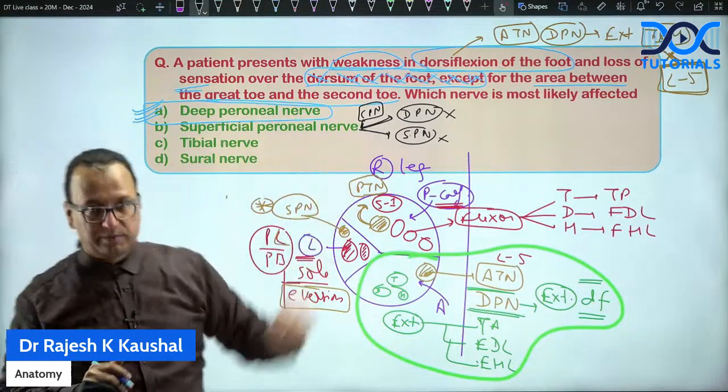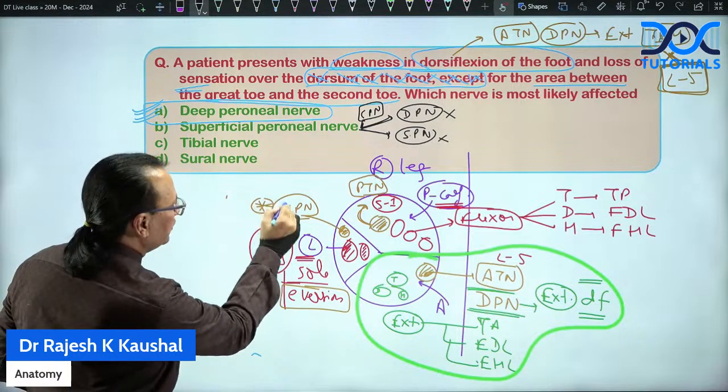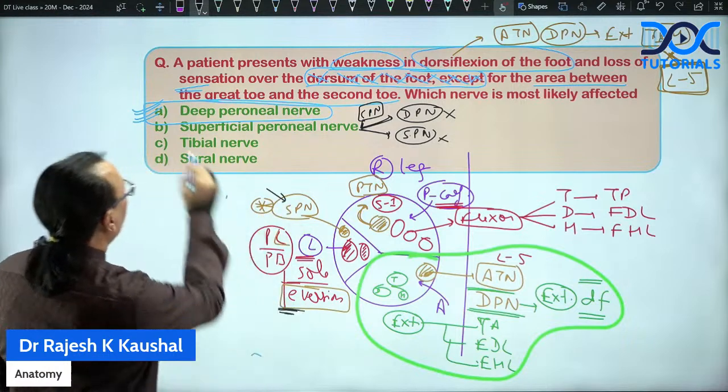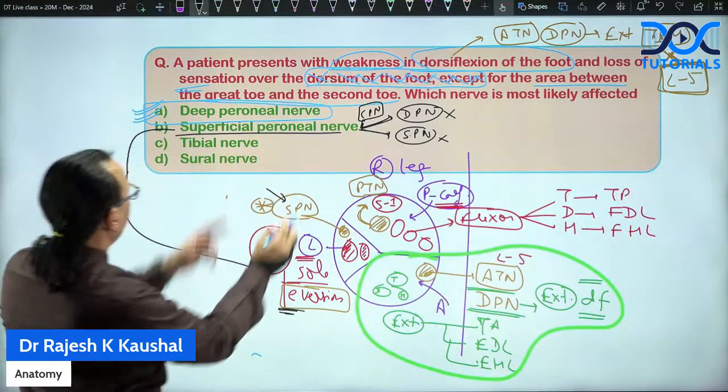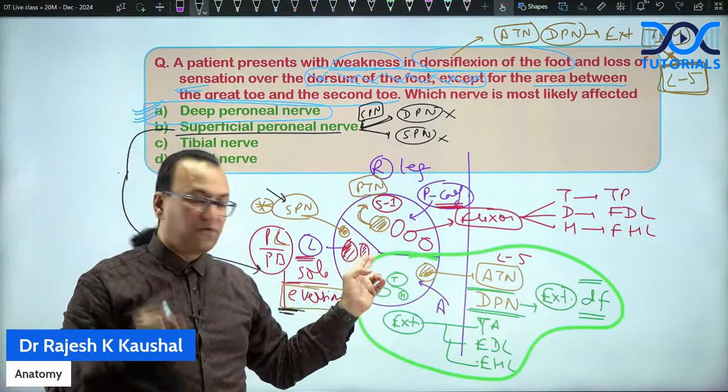What about superficial peroneal nerve? Superficial peroneal nerve is here. This is superficial peroneal nerve. There will be loss of foot eversion. So if superficial peroneal nerve is compromised, then you'll have loss of foot eversion.